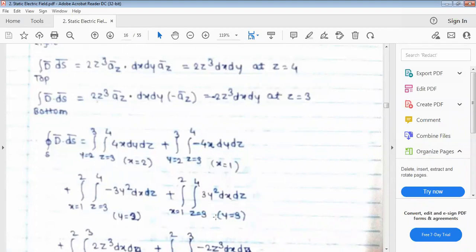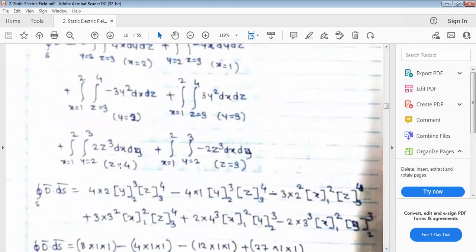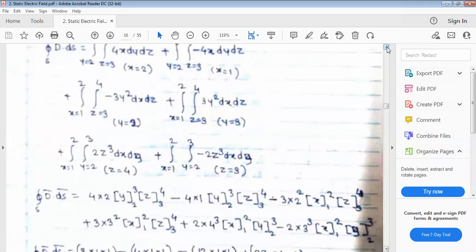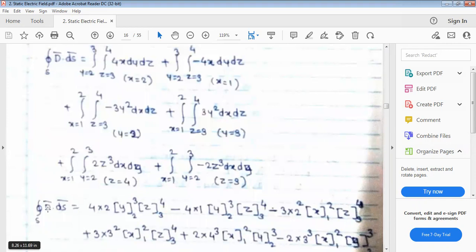Plus, for the right side, it is plus 3y² dx dz, and for the right side y is equal to 3, and here x is varying from 1 to 2, z from 3 to 4. So similarly, you can write equations for the top and bottom sides. Okay, so just solve this integration. So here you can see the closed integral of D dot dS is equal to 4.